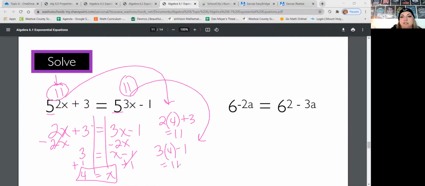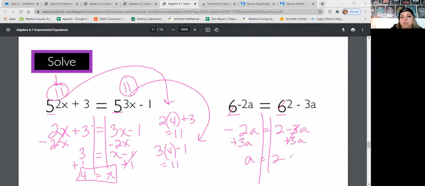Let's try this side. Again, we have the same base numbers, so we can omit those and just write our equation for our exponents. Solve it. A equals 2. This means that on this side, the exponent is negative 4 because we have negative 2 times a, which is 2. And on this side, we have 2 minus 6, which is negative 4. So this checks out.